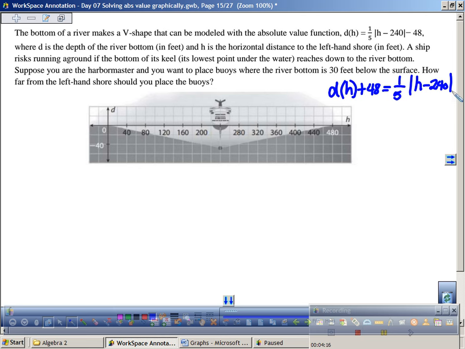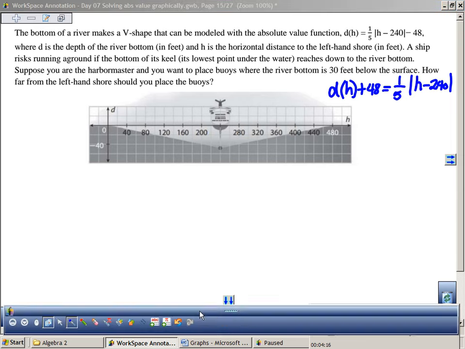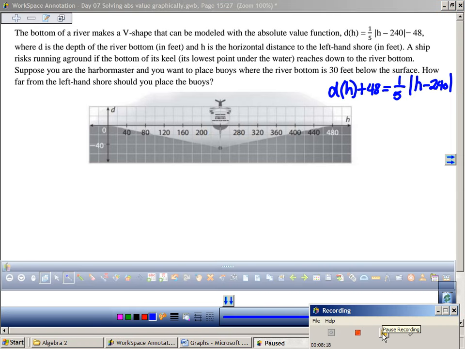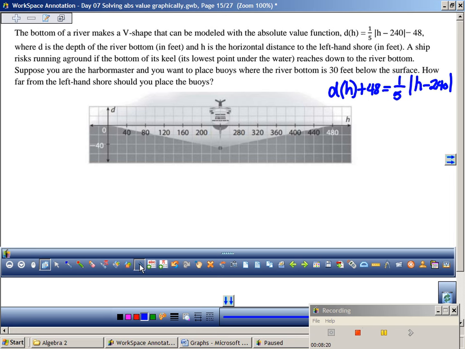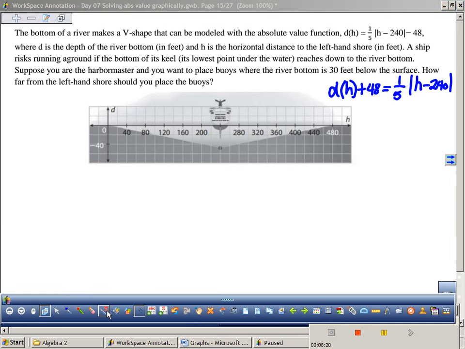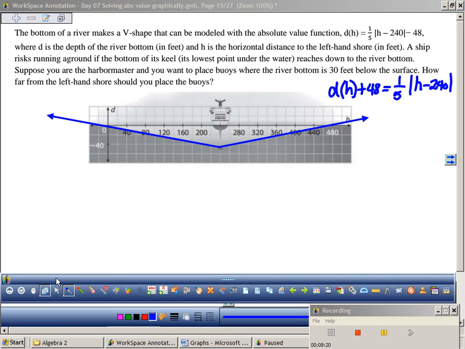Well, let's finish a little bit of the problem. Where D is the depth of the river bottom in feet, and h is the horizontal distance to the left-hand shore. Okay, so if I were to graph this, it would look like this, where if I want to find my depth, I would look at the horizontal stretch out here. So let's keep reading the problem.